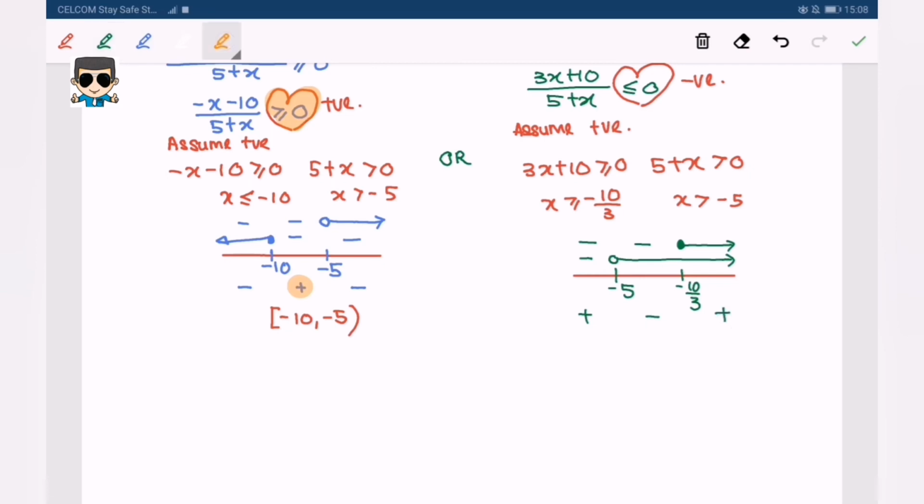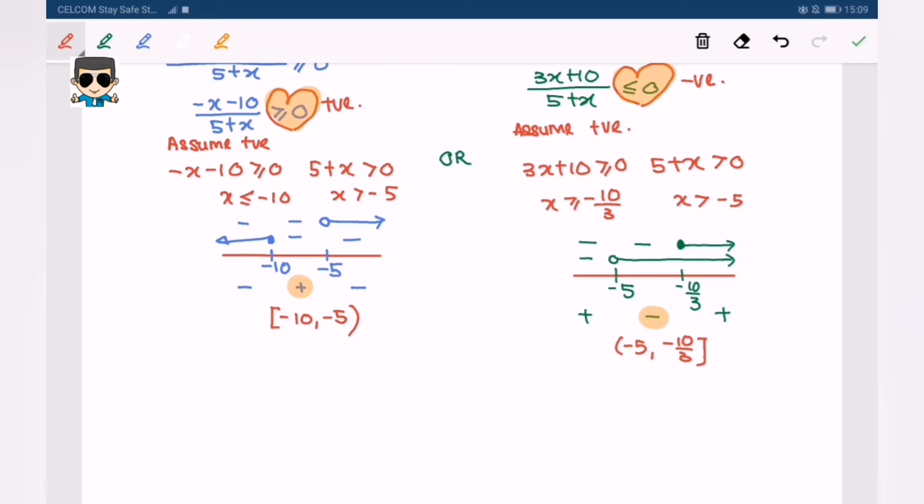So now we have to determine the region or the area based on the sign given. So we have to select the negative part. So this will be the answer. So finally, our answer will be negative 5 until negative 10 over 3, where negative 5 is not included.